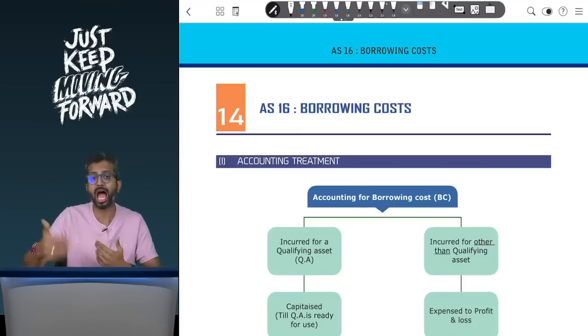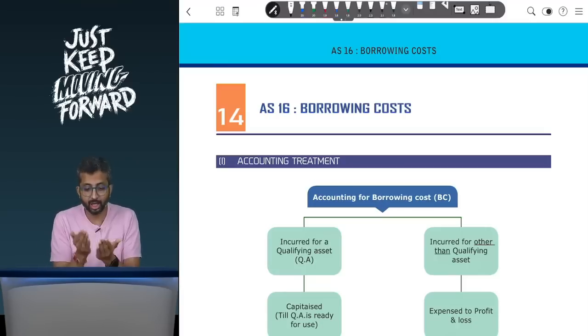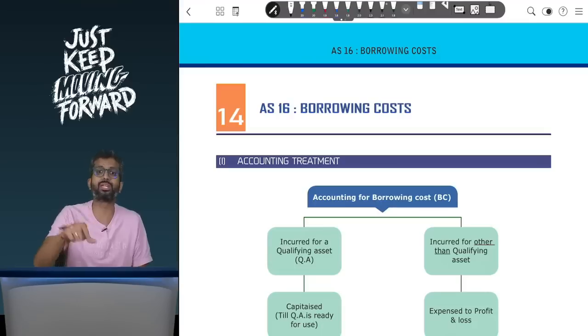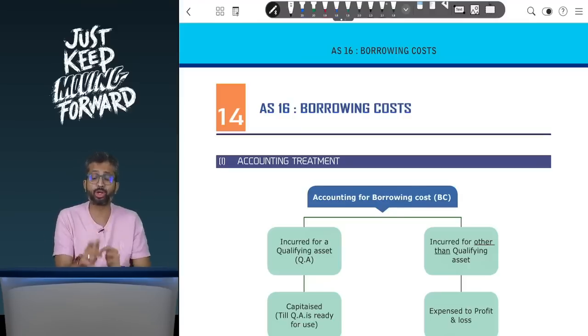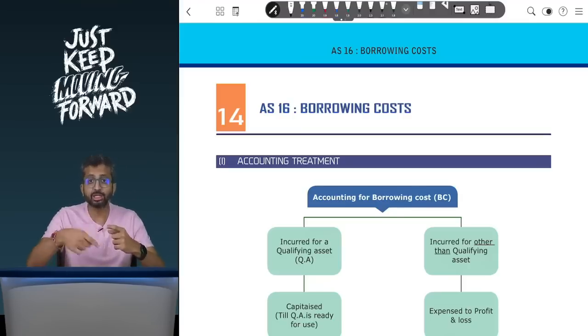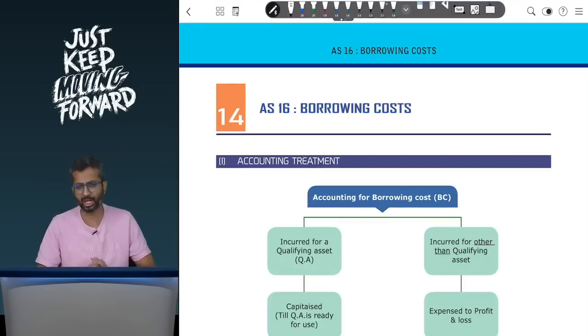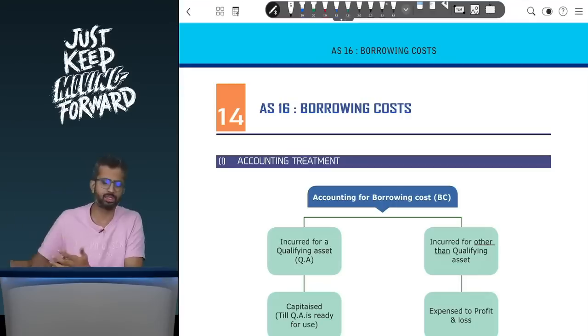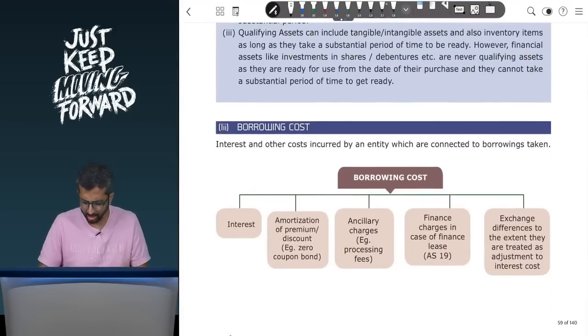That is usually having a time gap of more than 12 months unless otherwise specified. Then the borrowing cost for such a qualifying asset will be capitalized along with the asset till the time it is ready for use. So over here, this standard says that if there is a borrowing cost incurred for a qualifying asset, then till the time the asset is ready for use, the borrowing cost for that will be capitalized. For every other asset and for every other borrowing cost, it will always go to the P&L like it usually does. Okay. Now, next you look at this one particular thing which is a little complicated.